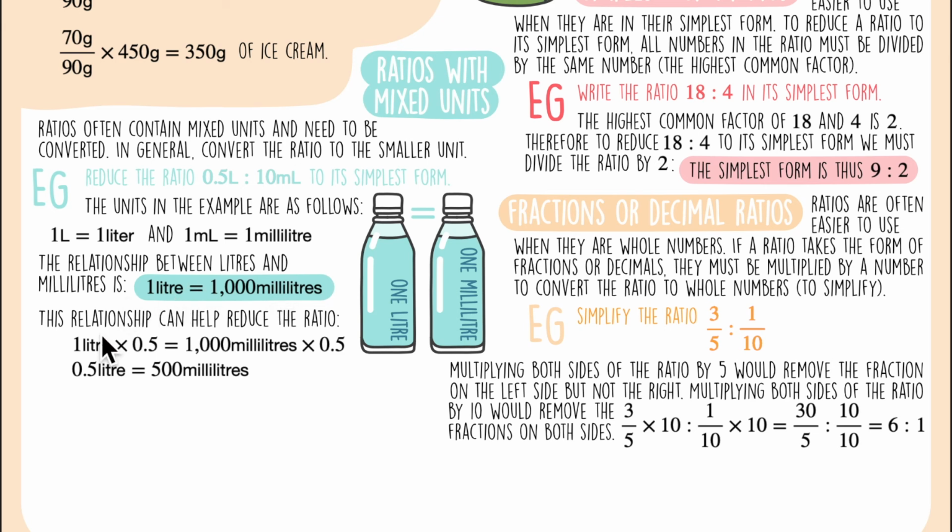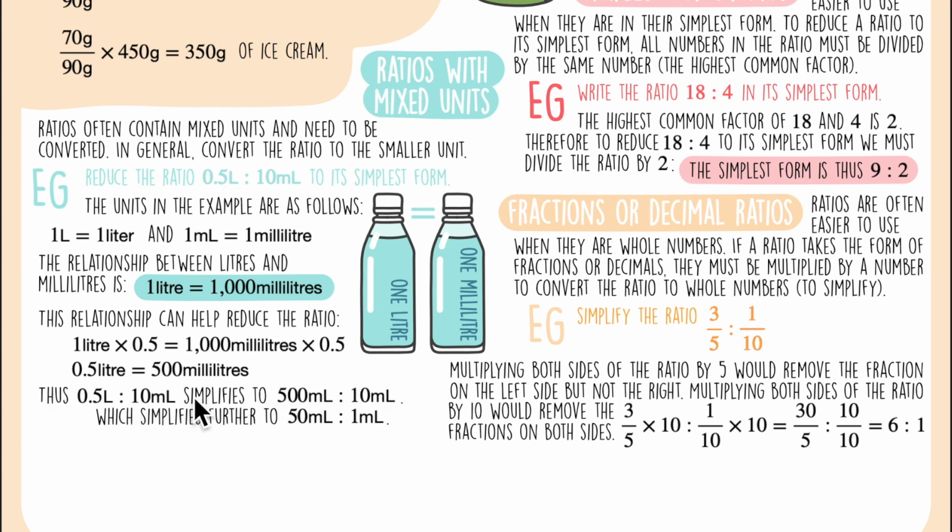So we can take this 1 litre and times it by 0.5, which will give this left-hand side of the ratio. But remember, using this conversion, what you do to one side, you have to do to the other. So if we times this side by 0.5, we have to times this side by 0.5. Therefore, we get 0.5 litres is equal to 500 millilitres. So this left-hand side can be replaced to 500 millilitres. Therefore, our ratio simplifies to 500 millilitres to 10 millilitres.